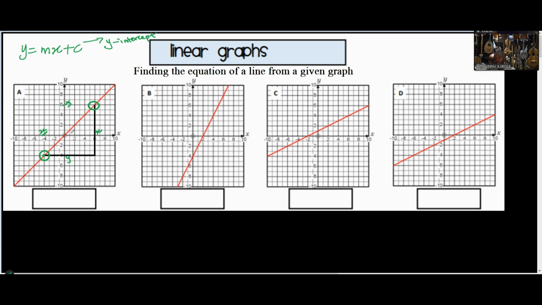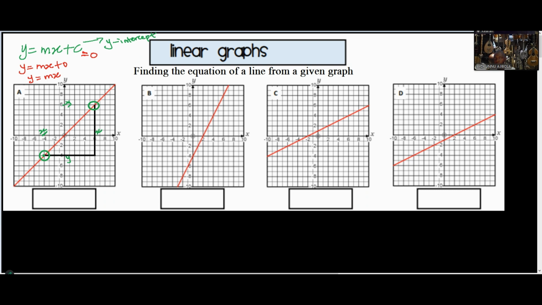So this red line, where did it cross the y axis? This is the y axis down here. So where did it cut the y axis? 0. So that means the intercept c equals 0. Is that clear? So for this particular graph, our equation is going to be mx plus 0, which is the same as mx, okay?